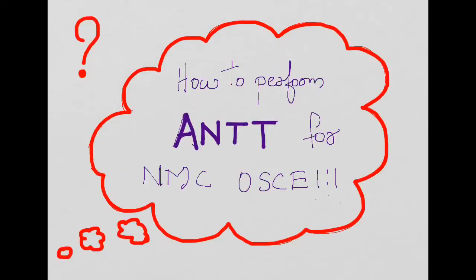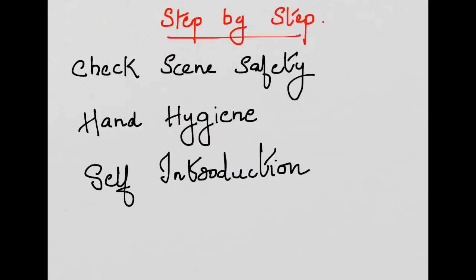As we go deep into ANTT, the first thing which comes into mind is how to perform ANTT for the NMC OSCE. So we're going to deal with a few steps where you can perform the ANTT. The first and foremost step is checking the scene safety. As you enter the room, you check for the scene safety. So you can do that by checking the scene and identifying any hazards. The next step is hand hygiene according to the 7 steps by WHO guidelines, and then you introduce yourself to the patient.